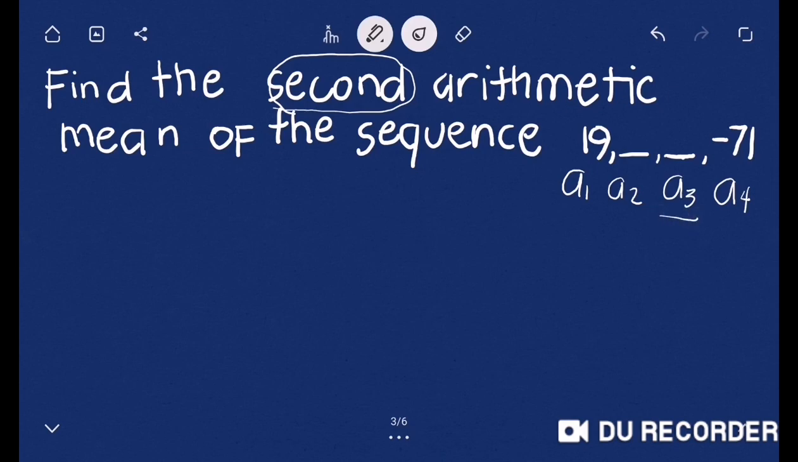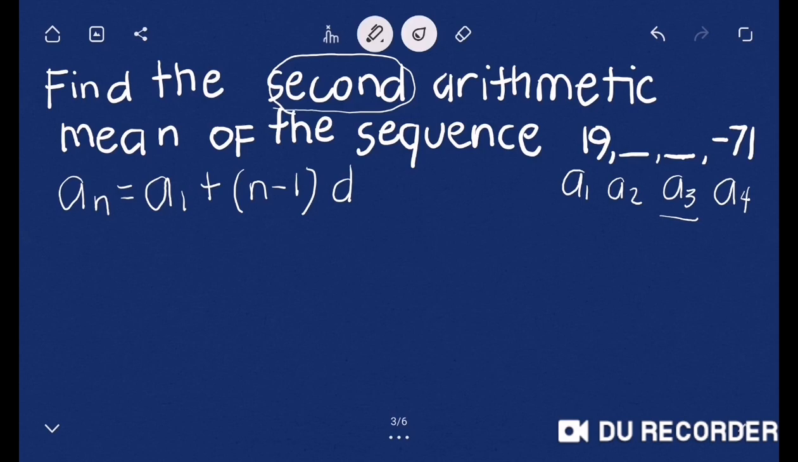a sub 3. But before that, since we cannot generate the sequence kasi wala tayong common difference, so ang una nating gagawin is to find the common difference. So how are we going to do that? So balikan natin yung formula in finding the nth term of arithmetic sequence kung saan we have the formula of a sub n equals a sub 1 or the first term plus the quantity of n minus 1 times the common difference. So, we're going to use this formula for us to determine ano yung ating magiging common difference.